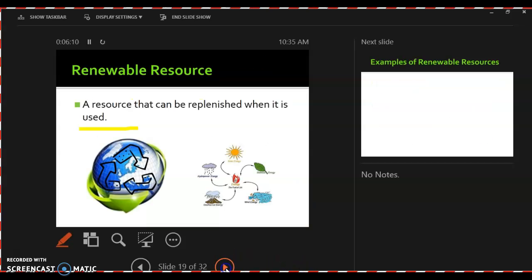Alright, so now we're going to talk about renewable and non-renewable resources. A renewable resource is a source that can be replenished when it is used.